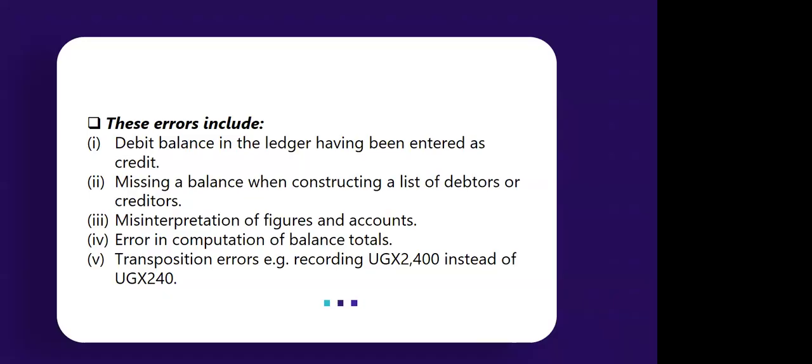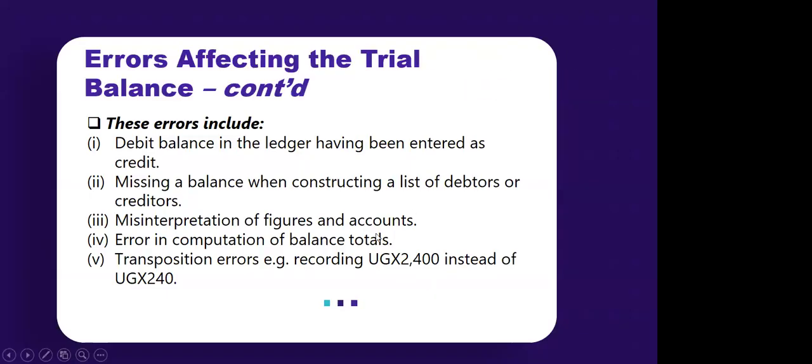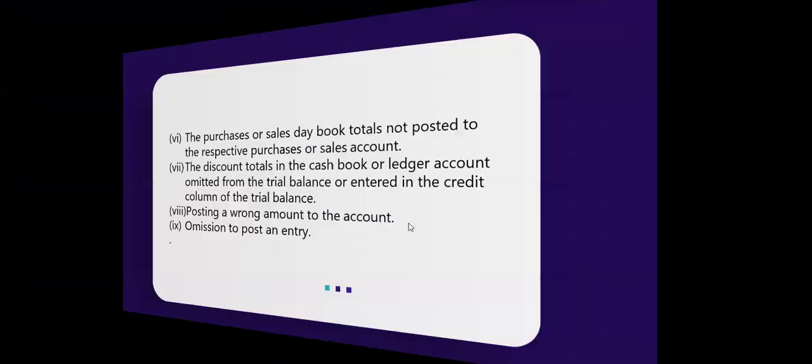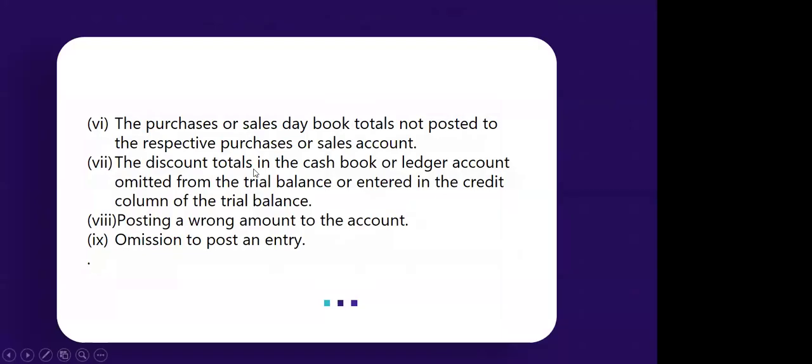Misinterpretation of figures and accounts. This one is the most common one. You've misinterpreted, you've undercast, you've overcast, etc. Then error in computation of balance totals. Then you have transposition errors, e.g. recording 2,400 instead of 240. So all these errors directly affect your trial balance. The purchases or sales day book totals not posted to the respective purchases or sales account.